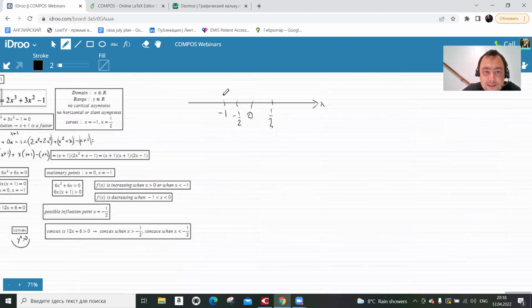So what you do next when analyzing a function. Sorry for the mess. I'm without my pad.